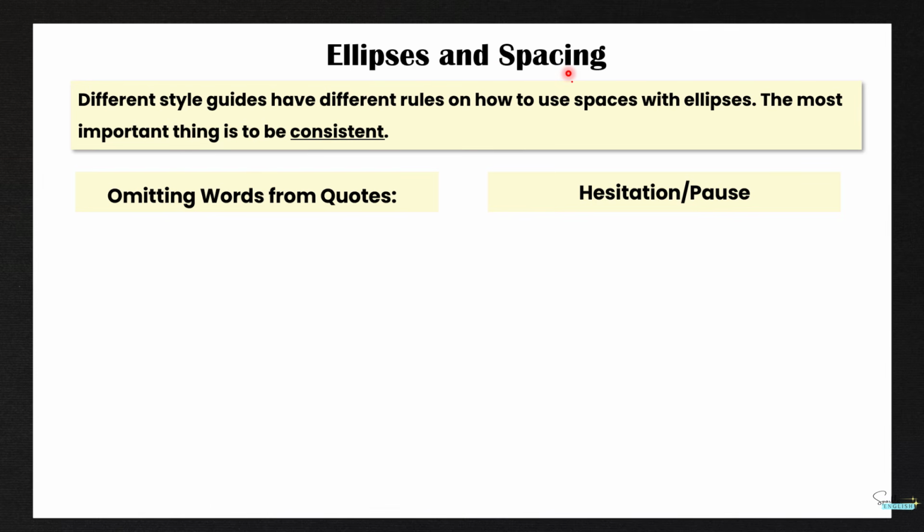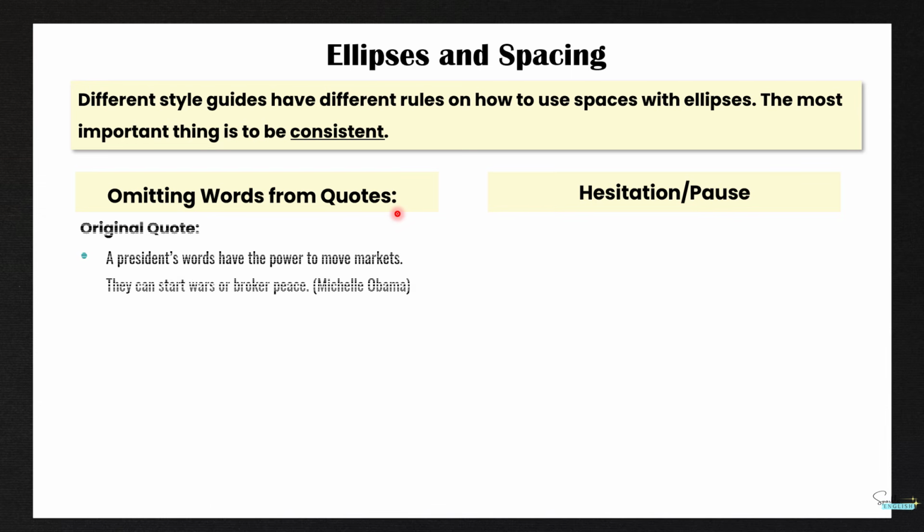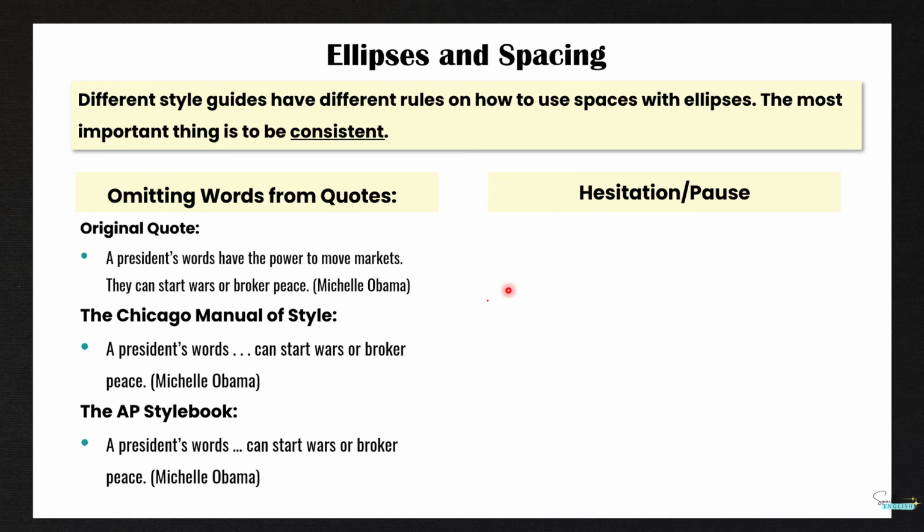First, I'm going to show you an example in formal writing when you are omitting words from quotes. This is a quote by Michelle Obama. "A president's words have the power to move markets. They can start wars or broker peace." Now, using the Chicago Manual of Style, we could shorten this quote and say, "A president's words... can start wars or broker peace."